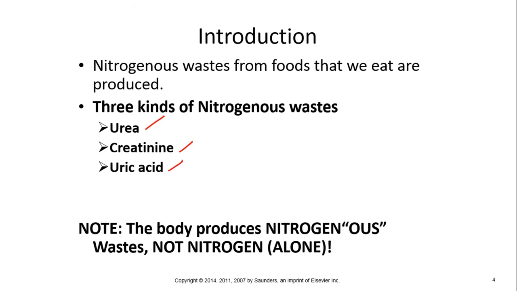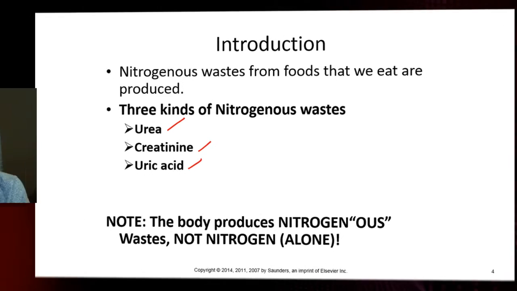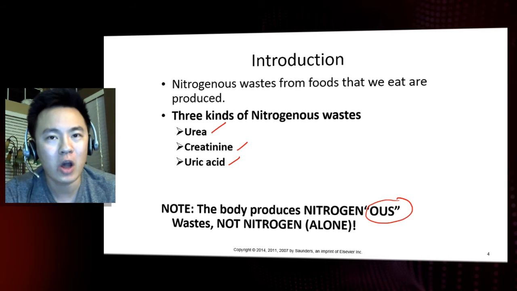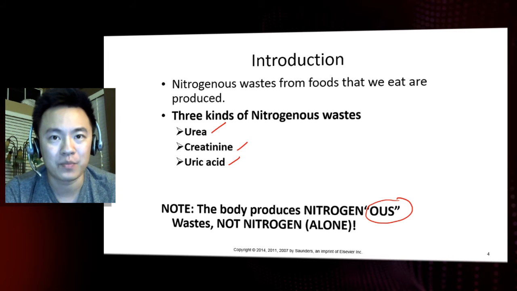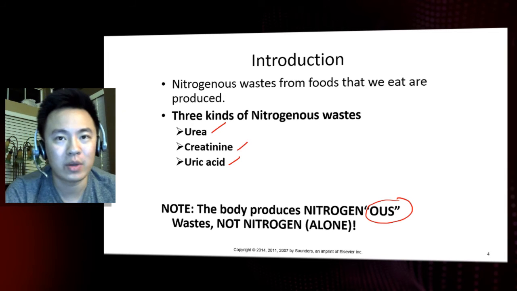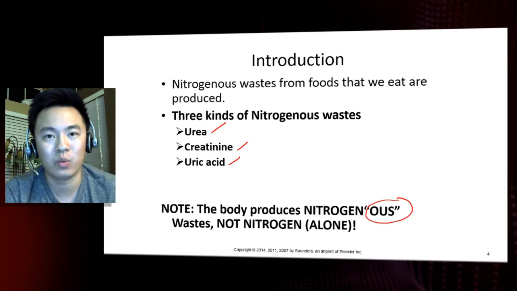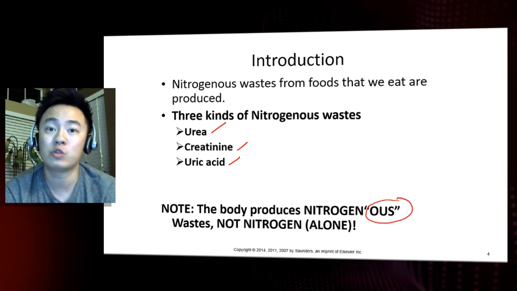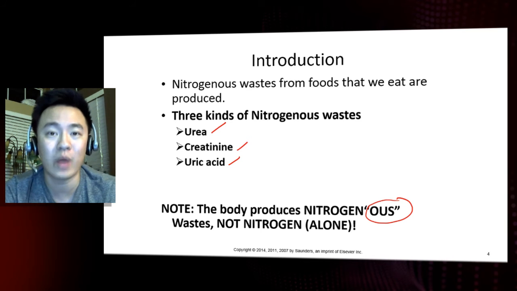Now here's something very important that I want you to remember. The body produces nitrogenous waste with an OUS suffix at the very end, not nitrogen waste. Because nitrogen is an atom that you find on the periodic table. It is an element out there in the world, but it is not a descriptive word. So nitrogenous is a descriptive word to describe the type of waste that you have.